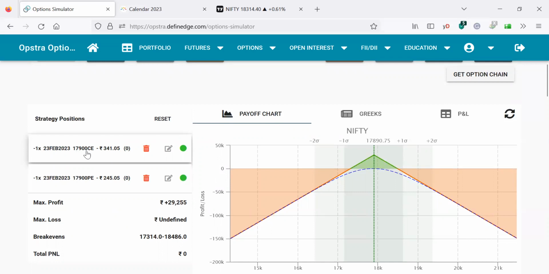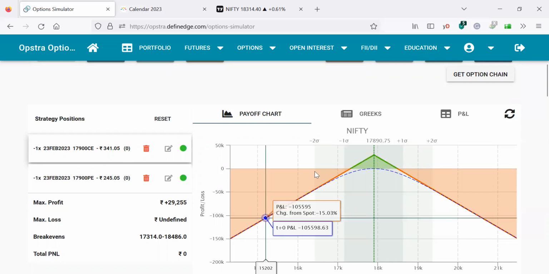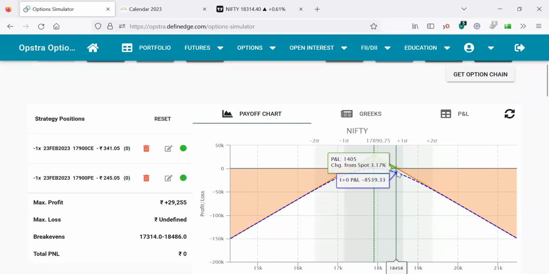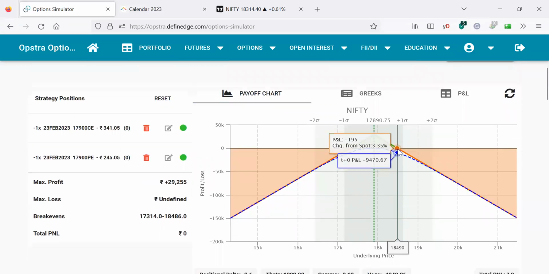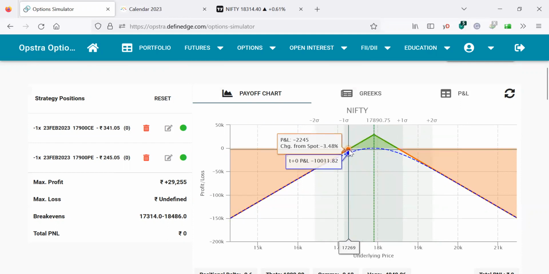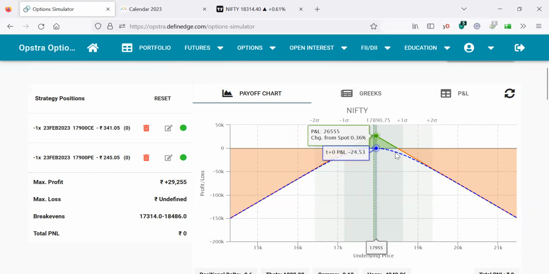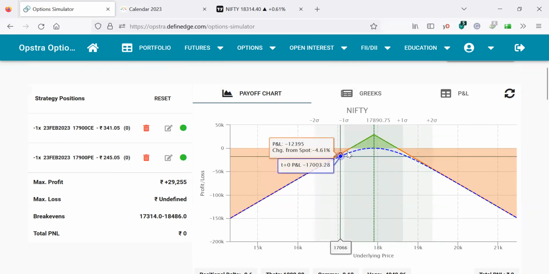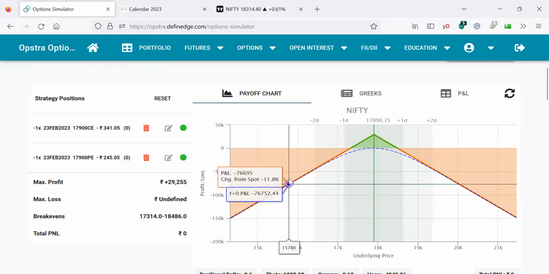So 600 we have to add to this 17,900. So how much is it? 18,500 call we have to buy, because 600 points safer we can go for on the call side. If you check the payoff chart, simply we have to buy the 18,500 call, and on the put side 17,300. So just keep this in mind: 18,500 and 17,300 we have to buy.